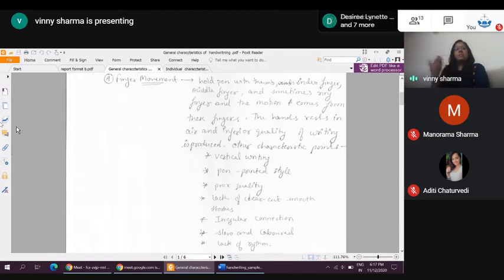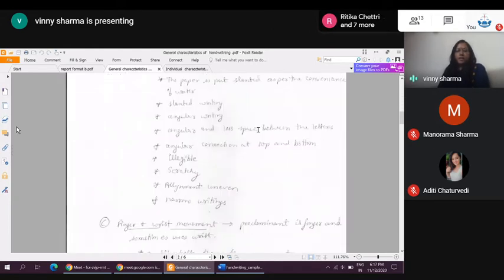There will be multiple strokes to make one single alphabet. Like if somebody has to make the letter A, the person will write first one line, then another line, then the third line. There will be multiple strokes involved in this type of handwriting.